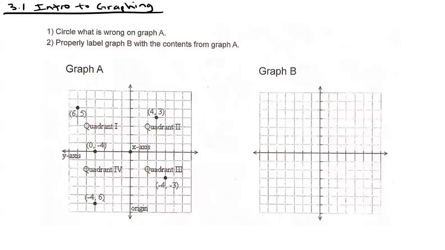All right, so we are starting chapter 3.1, which is Intro to Graphing. So our first assignment here is to circle what's wrong with graph A and then properly label them in graph B. So first, let's talk about the quadrants. Are the quadrants labeled properly here? No, right? They are not.